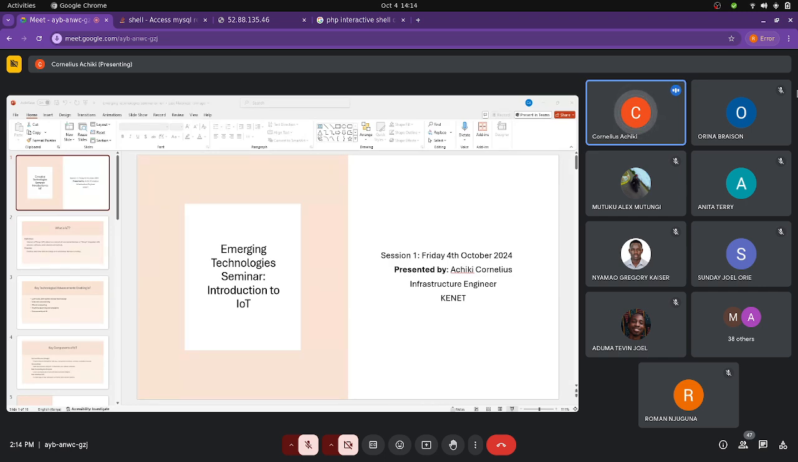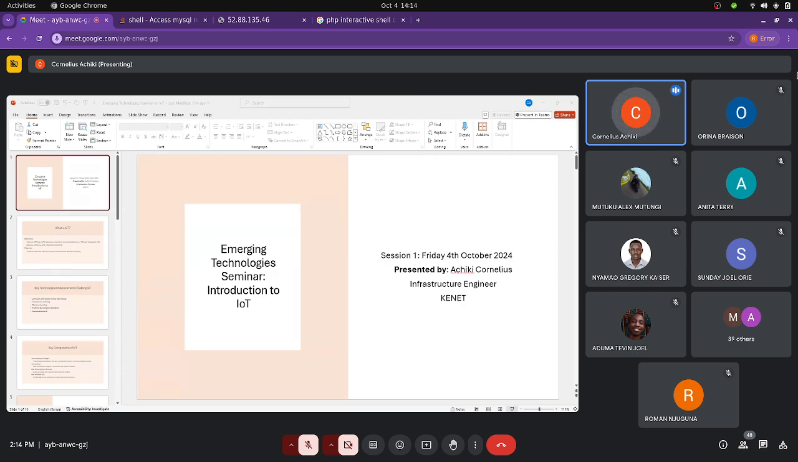That will just be talking about IoT. We'll have two sessions. I'll have one this afternoon and another next week on Wednesday. So this afternoon, I'll just be doing a brief introduction to IoT and some of the scenarios that we are able to apply the IoT technology.